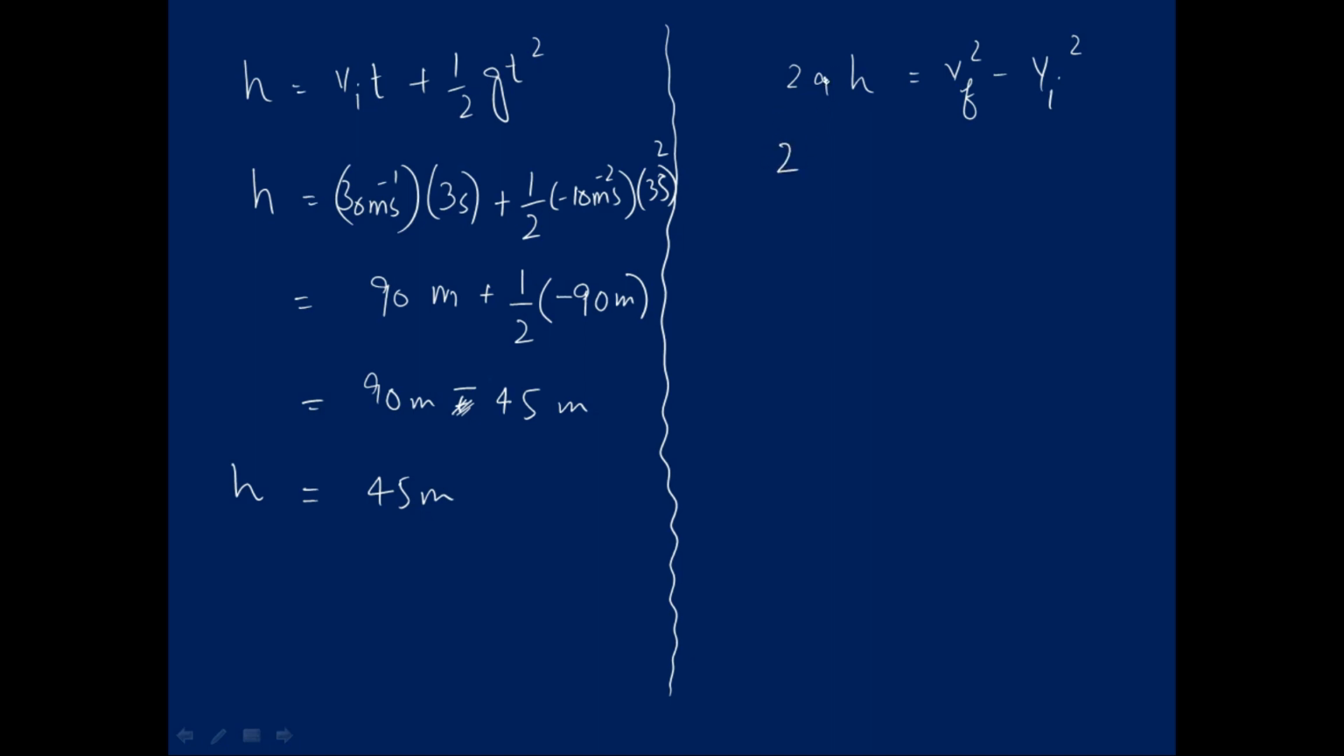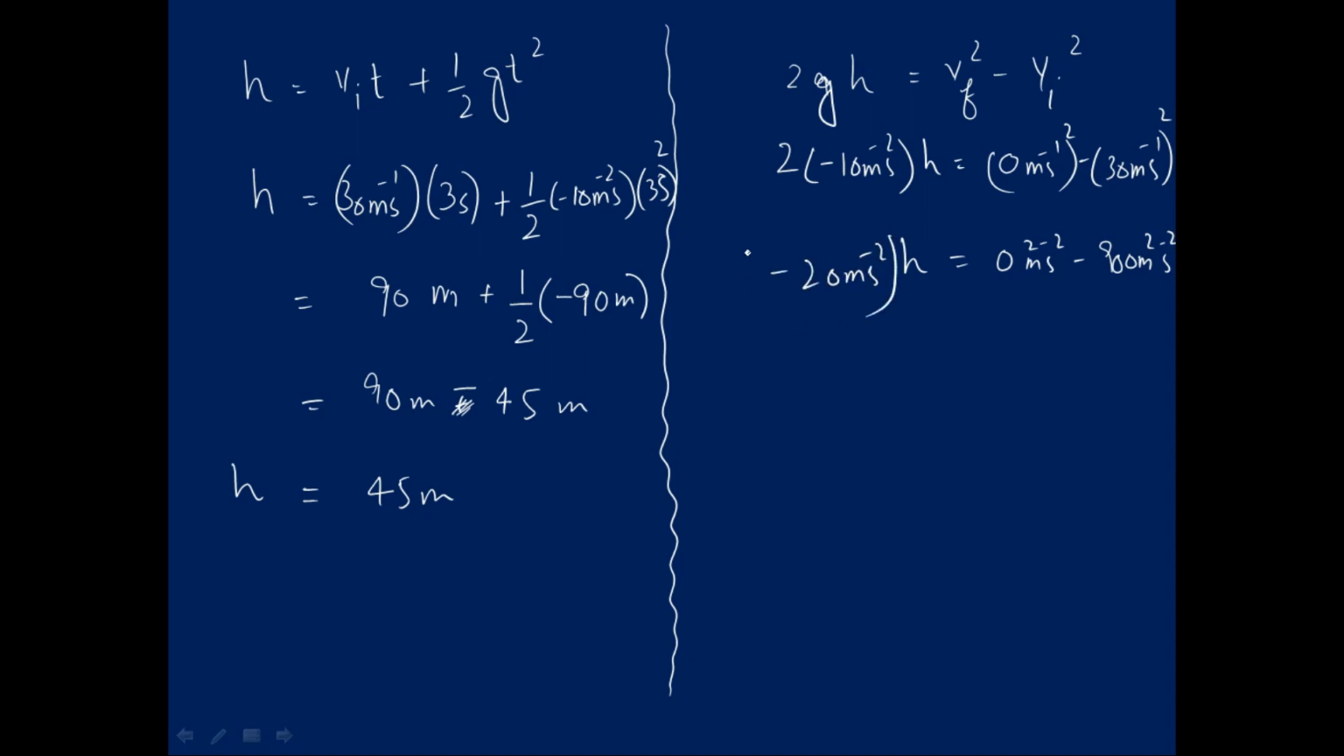So here you put the value of g, the gravitational acceleration, which in this case is 10 meters per second square. The final velocity is 0 meters per second, and the initial velocity is 30 meters per second. So 0 meters per second minus 900 meters square per second square. So H times minus 20 meters per second square. So H is equal to 900 meters square second square divided by minus 20 meter per second square.